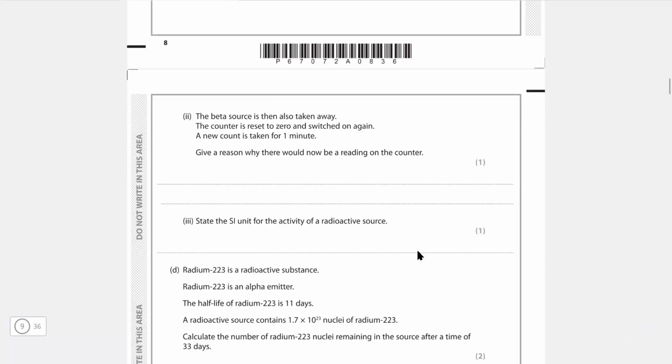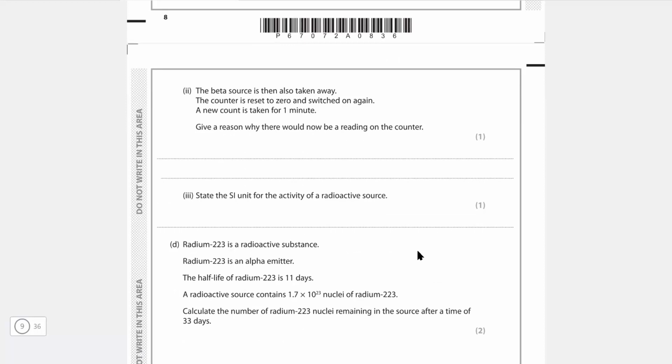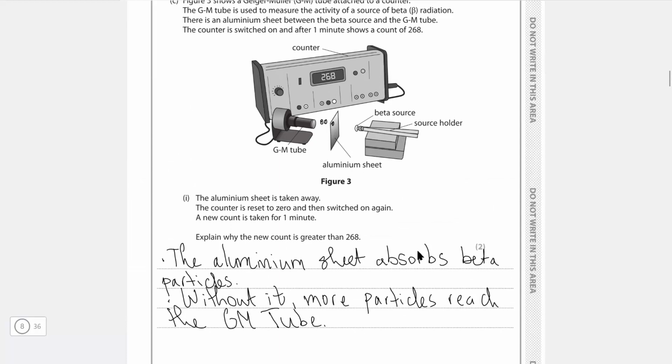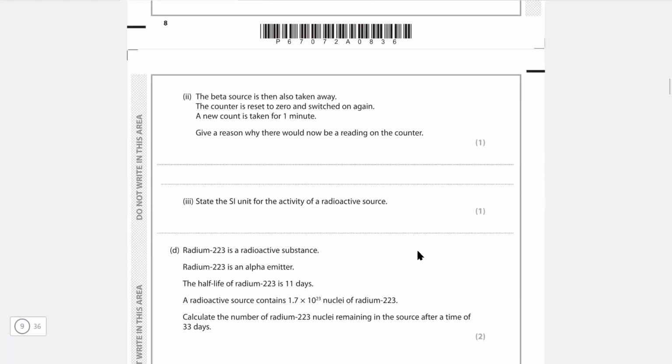Okay, next one, the beta source is then also taken away. So we remove the source completely, then we repeat the same process. Give a reason why there will now be a reading on the counter. So we just have the GM tube alone and nothing else. Why is there still a reading? Well, there's natural background radiation from cosmic rays, from rocks, from the Earth itself, a number of different reasons. And we can just summarize this with a simple couple of words saying background radiation.